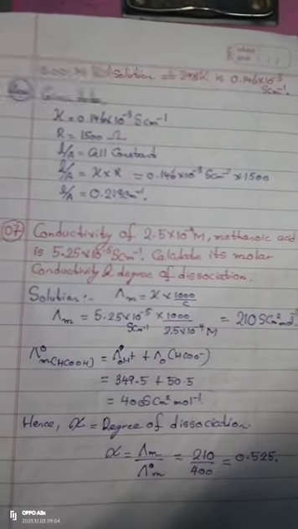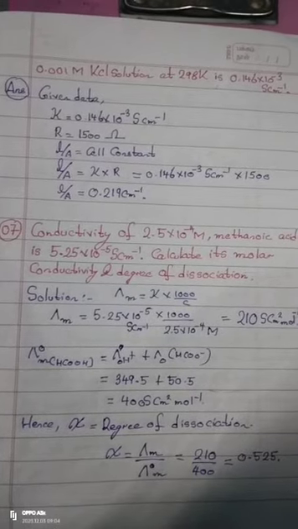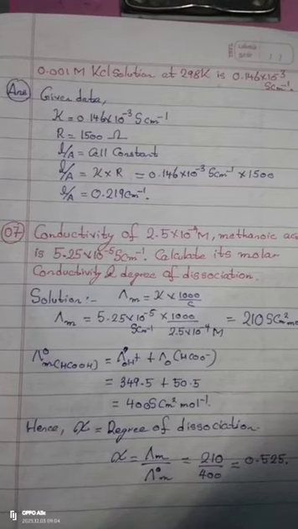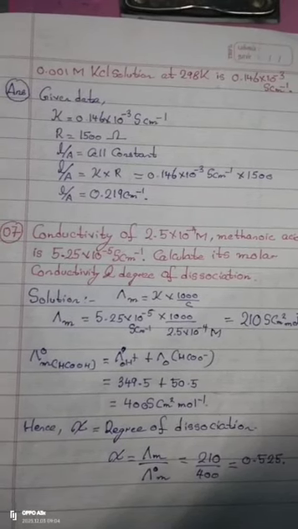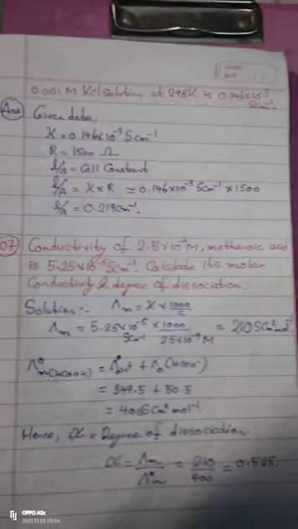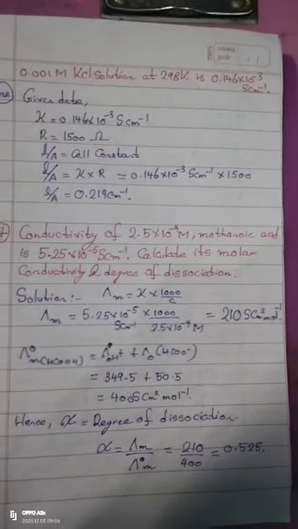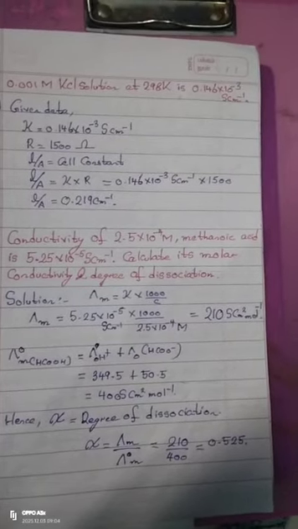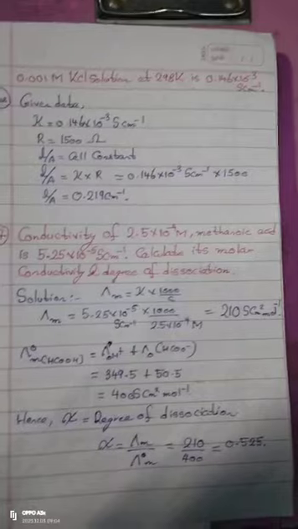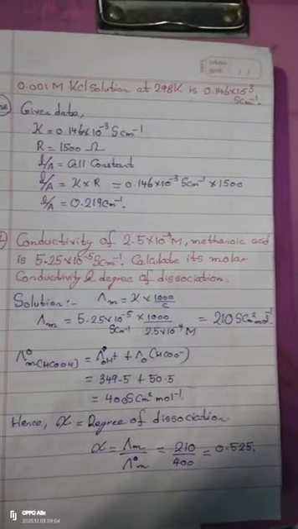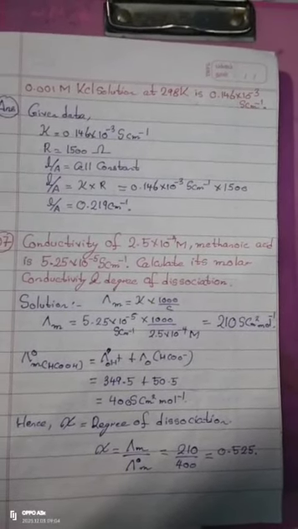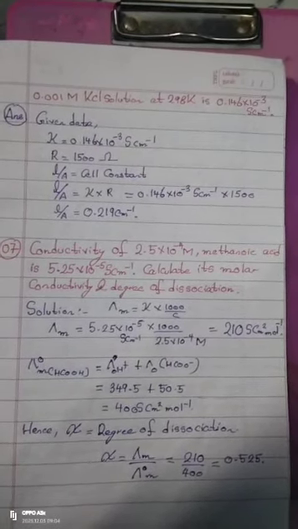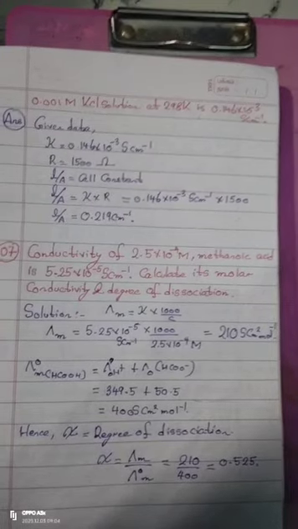By incorporation of limiting molar conductivity, that is infinite dilution, lambda m of formic acid equals lambda naught of H+ plus lambda naught of HCOO-, the formate ion. We get it equal to 400 Siemens centimeter square mole inverse. By the degree of dissociation formula, alpha equals lambda m divided by lambda naught m, that is 210 divided by 400, which is 0.525.